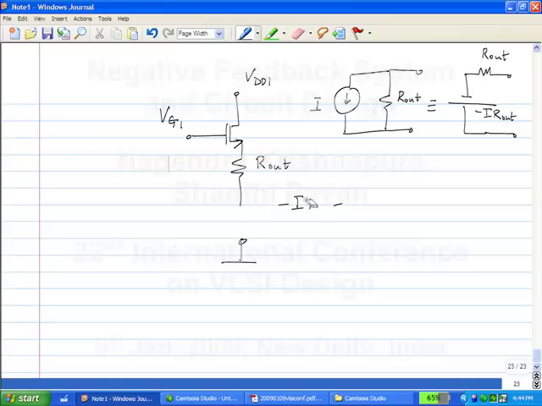So what does this mean? It means that this is connected to a negative supply of some value, VEE, which is a negative value. The value is actually minus I R out or something. But then nobody likes to have a negative supply. So what can you do?